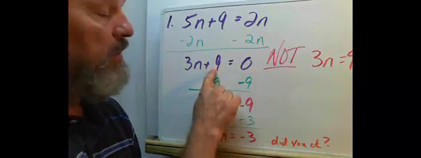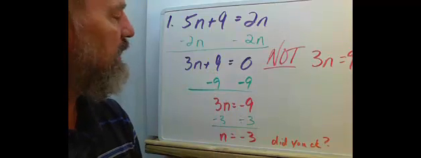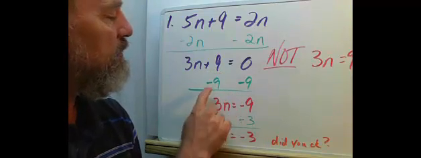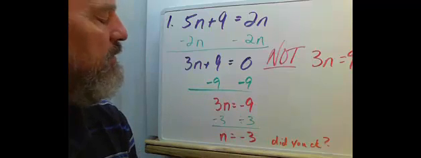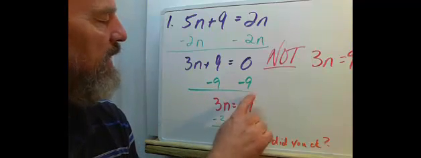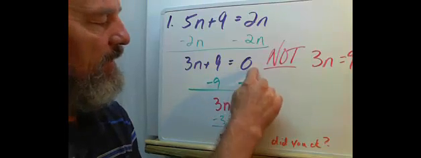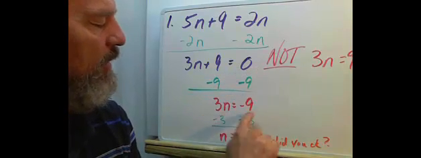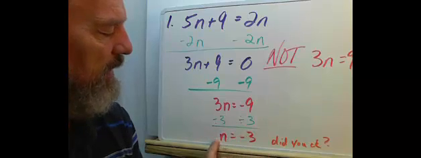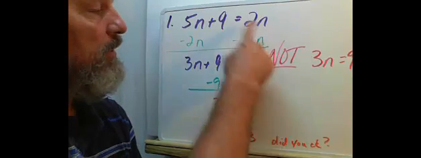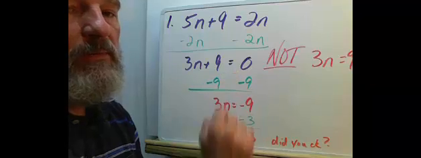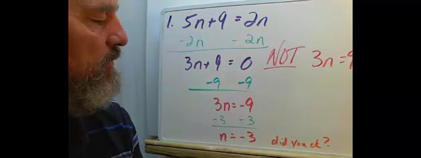What do we need to do? We need to get rid of that constant on the variable side of the equation. So we do that by undoing, by subtracting. Subtract 9, and we have 3n equals negative 9, 0 minus 9. And now we can divide both sides by 3 and get n equals negative 3. Really take a good look at this. This is a very problematic problem for many students.